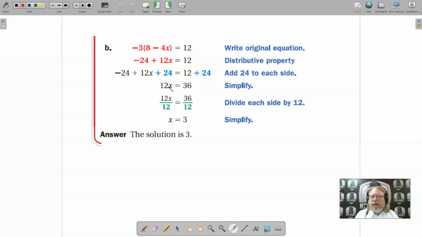Now the 12 is tied to the x through multiplication. We're going to use a division to undo that. We're going to divide by the very number we wish to get rid of, which is 12. And what we do to one side, we're going to do to the other. And the 12s are going to cancel each other out, and we end up with just x on the left. And 36 divided by 12 is 3, so the solution is that x equals 3.